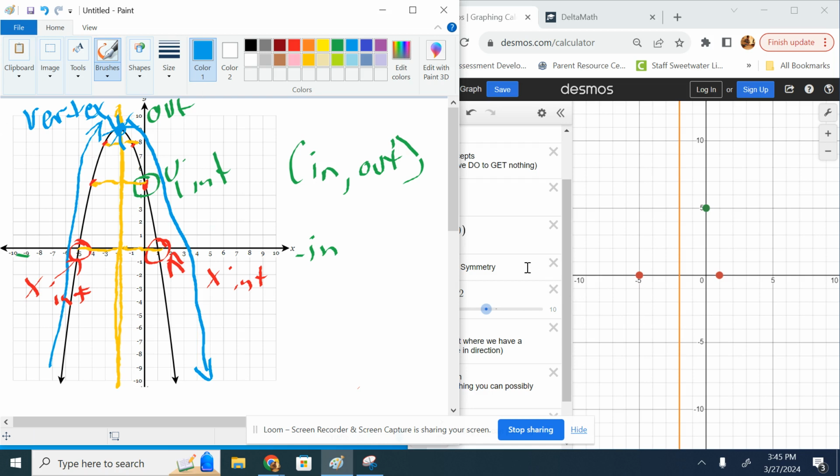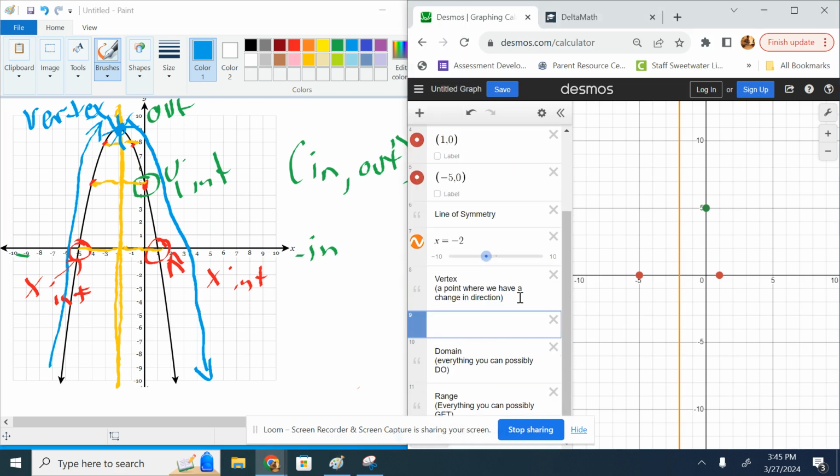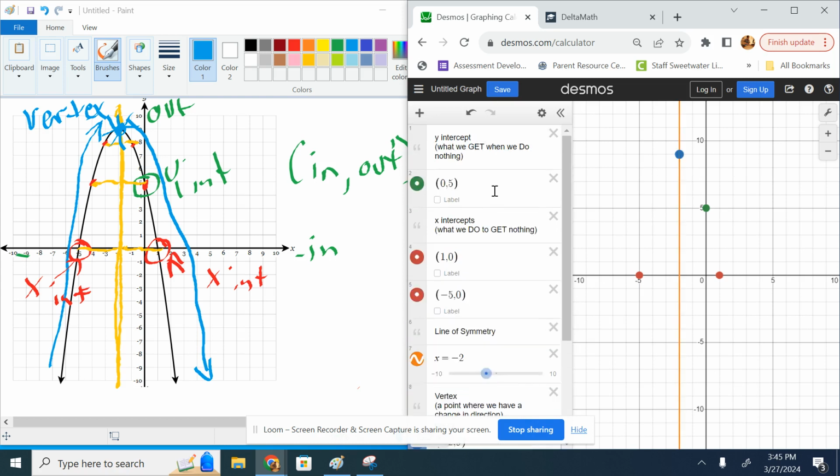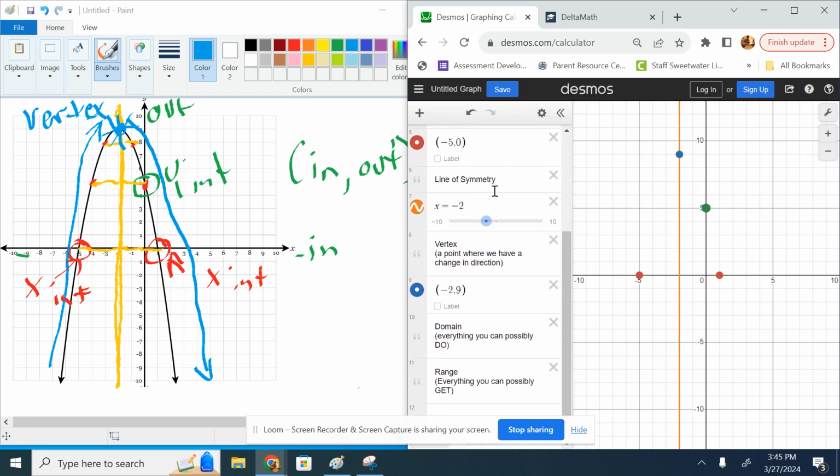Okay, so let's identify that. It looks like my vertex would be at, I did -2. That's my input, excuse me. My input is -2, and my output looks like it's 9. Okay. Desmos somehow knows that that's the color that I wanted. That's great. Okay, now we definitely see it forming here. We've included the vertex, the line of symmetry, the x-intercepts, and the y-intercept.